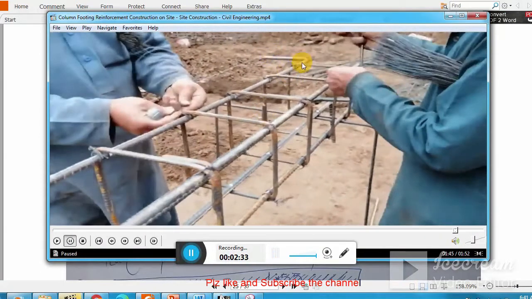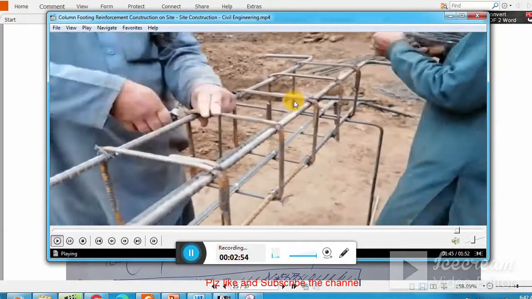Remember, although it is the practice, in compression this hook has no role in anchorage. I have recorded a lecture on it. This is called splice in compression, but the hook has no role. Remember.